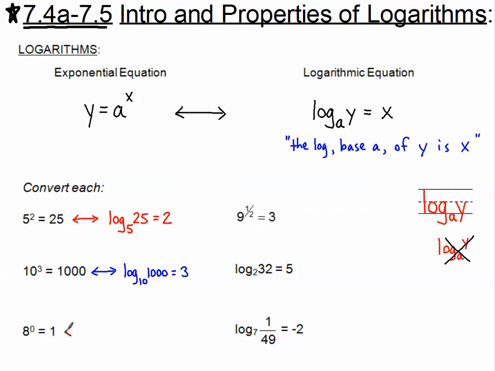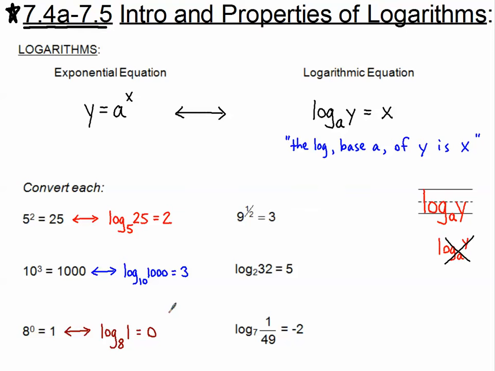Next one, let's convert this out of exponential and into logarithmic, so I need my log symbol. My base is an 8 this time, so I'll put this a little bit lower. Again, right with the tail of the g is a good idea. The number is 1, and that is equal to my exponent, which is 0. I can see my exponent right there. And that makes sense because anything to the 0 power is equal to 1. So 8 to the 0 is 1.